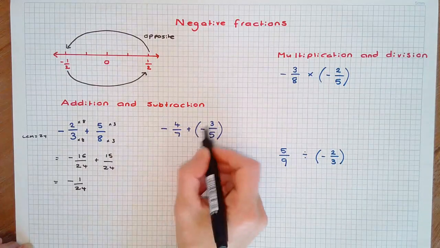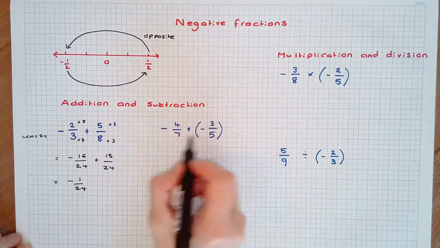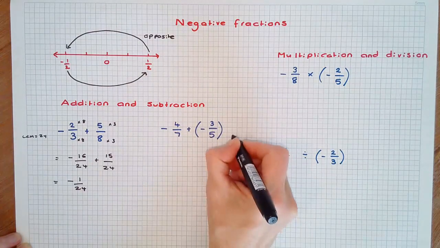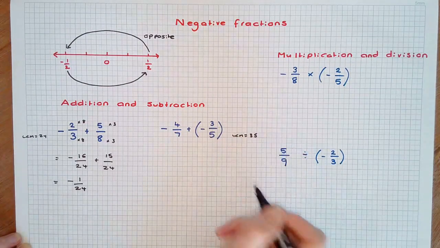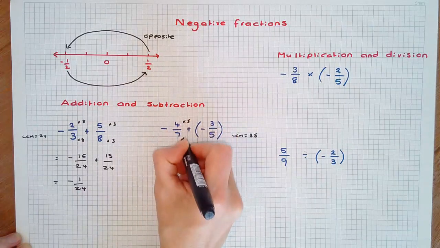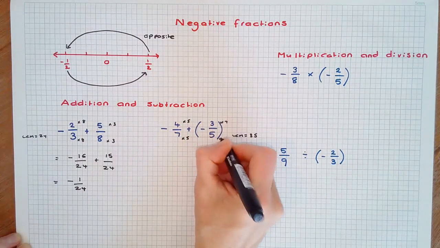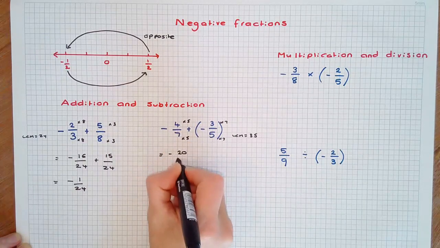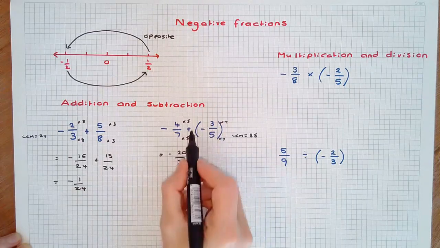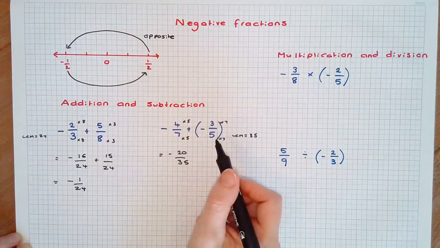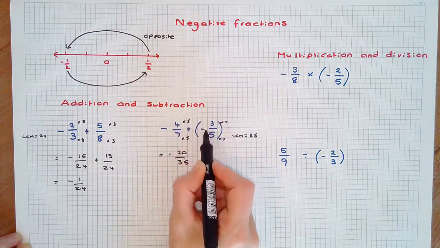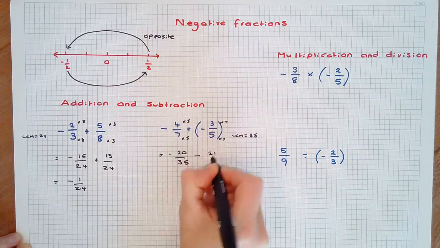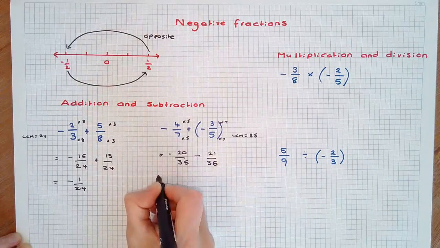Negative 4/7 plus negative 3/5. Again, we need common denominators. The lowest common multiple of 7 and 5 is 35. Making equivalent fractions, negative 4/7 is negative 20 over 35, and adding a negative is the same as subtracting. So rather than writing adding negative 3/5, I'm just going to say minus 21 over 35.